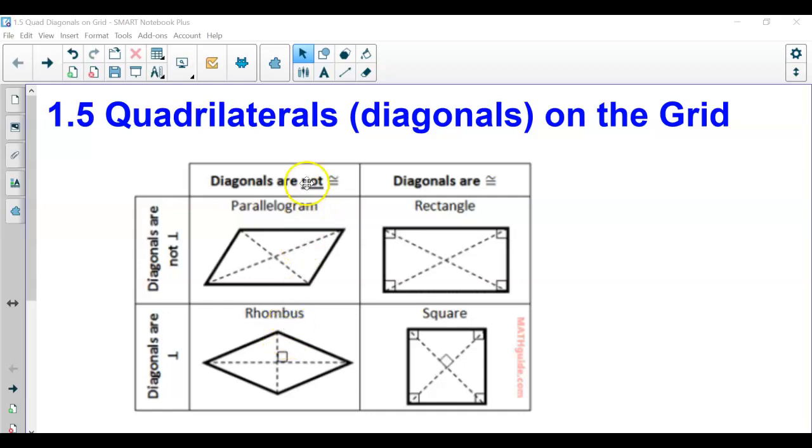Neither does the rhombus. So rhombus and parallelogram, the diagonals are not congruent. But notice in the rhombus, the diagonals are perpendicular. Then here in the rectangle and square, the diagonals are congruent to each other, but in the square, the diagonals are also perpendicular. So again, going back to that relationship.